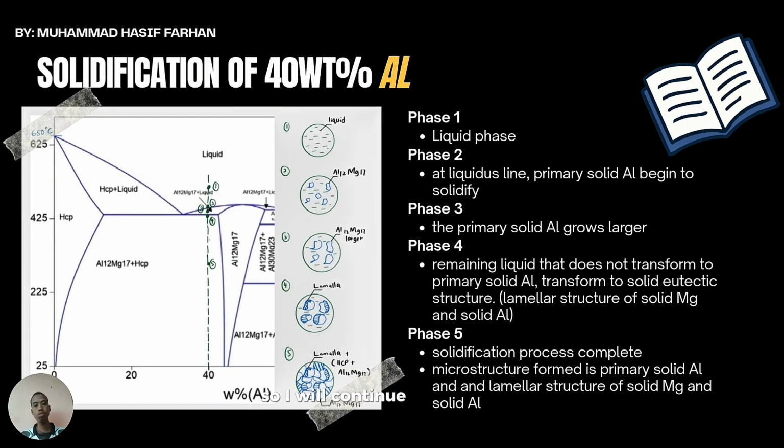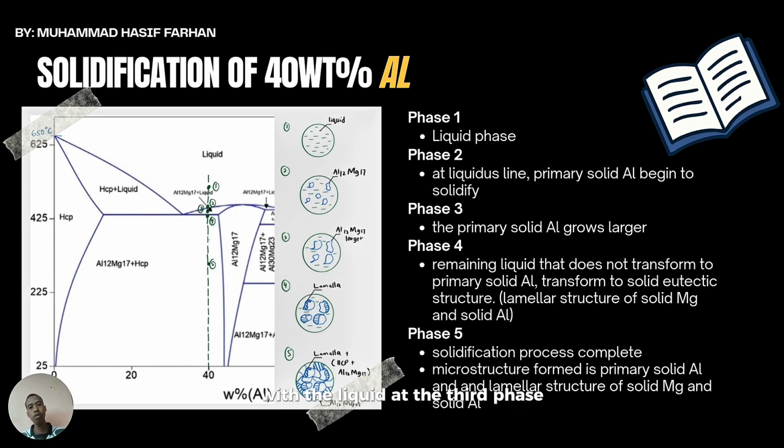Assalamualaikum. So I will continue with the solidification of the 40% aluminium alloy. This slide explains how a liquid mixture of 40% aluminium transforms into a solid as the temperature drops. For the first phase, we begin at a high temperature where the material is completely in a uniform liquid phase. Beginning of solidification: as we hit the liquidus line, the first solid crystals, known as primary Al12Mg17, begin to form within the liquid.